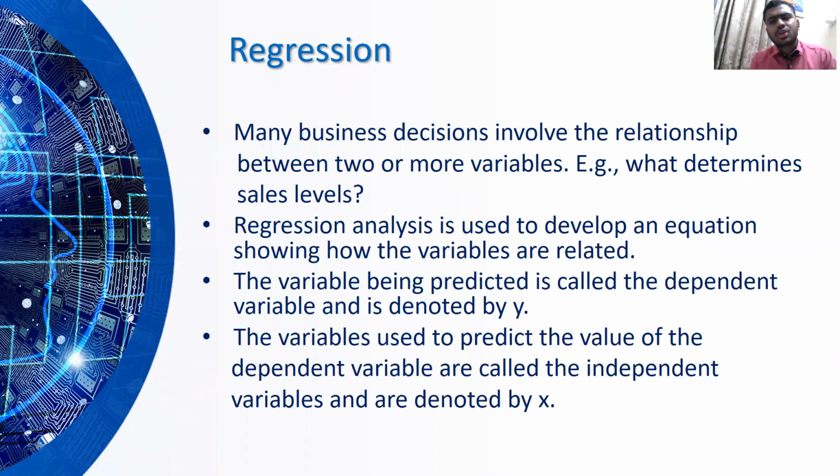Regression. Almost all businesses involve a relation between two or many variables. For example, what determines the sales level, like demand, supply, and other stuff. Regression analysis is used to develop an equation to show that two of the variables are related. The variable which is predicted is called the dependent variable and is denoted by y, while the variable which is used to predict is called the independent variable and it is denoted by x.